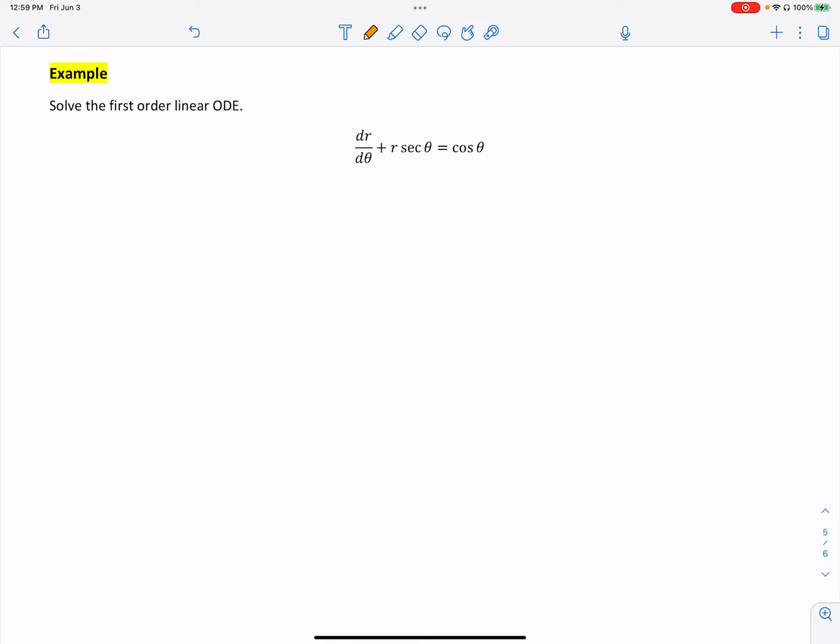In this video, we're going to work another first order linear ODE. This one looks, I think, a bit intimidating because there's no y's, x's. That's one thing. It looks different. We also have trig functions.